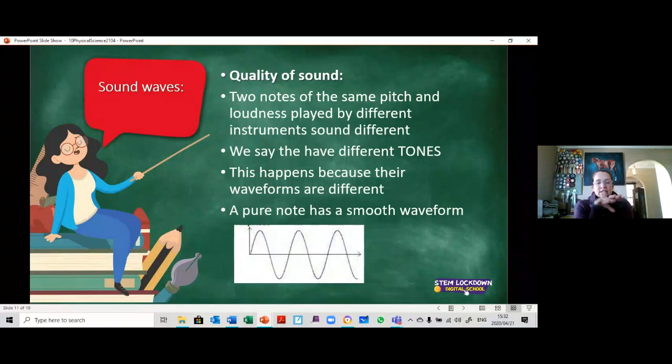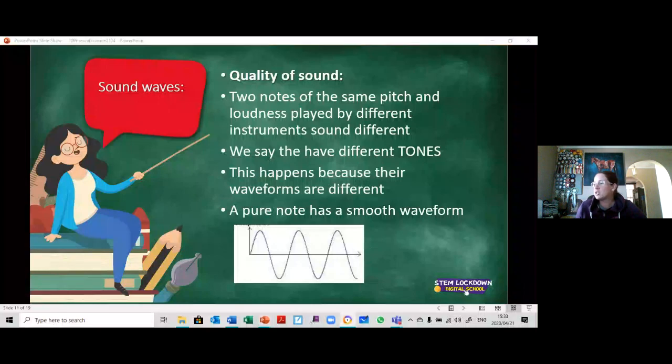I can speak at the same pitch as someone else, but it sounds different. A guitar and a piano and a recorder and a bagpipe, they can all play the same note, but your ear hears it differently. And that's because they have different tones. And these tones are caused by different wave forms. Okay, now you're all going, what?